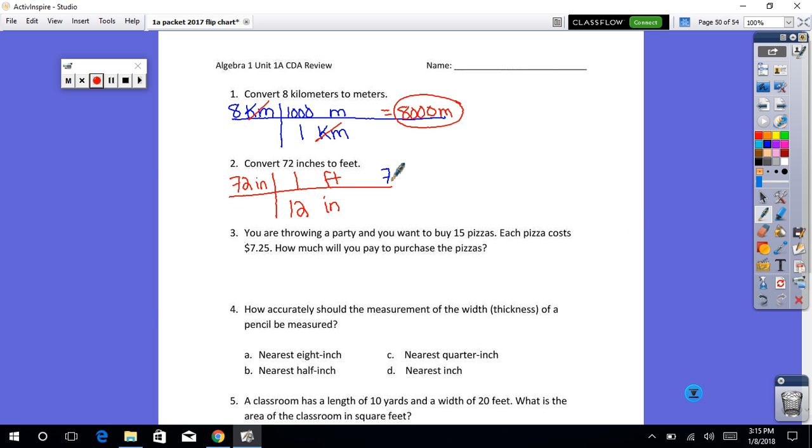Multiply across the top. Multiply across the bottom. And then simplify. So 72 divided by 12, you are left with 6. The inches cancel. So you are left with 6 feet.